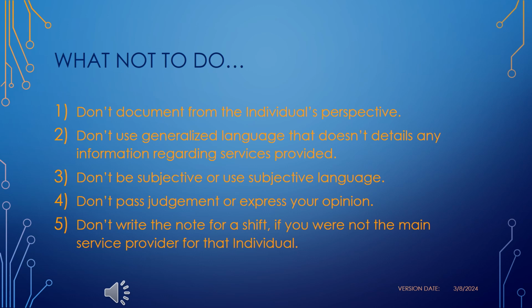Number three is don't be subjective or use subjective language. We've also talked about this one in our previous examples. The common example is Johnny was grouchy at program today. Doesn't tell us what grouchy means for Johnny, doesn't tell us what grouchy means in general, doesn't tell us what happened during the shift, and it doesn't tell us what staff saw or experienced to assume that Johnny was grouchy. It doesn't tell us how staff rectified the situation and got Johnny away from that grouchy behavior. We need additional details. We need more objective language telling us why we thought Johnny was grouchy at program today.